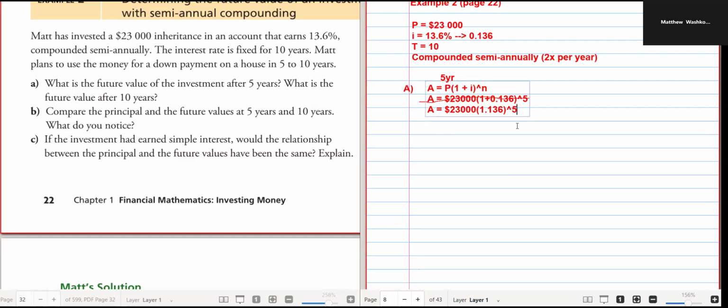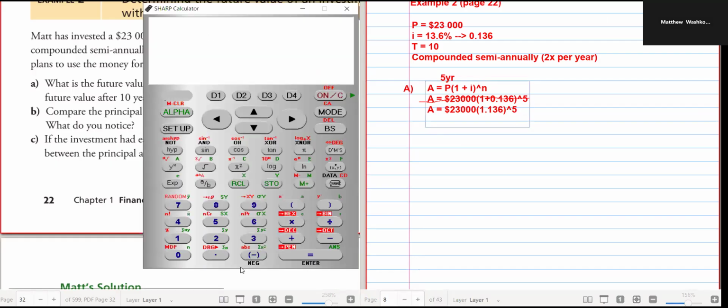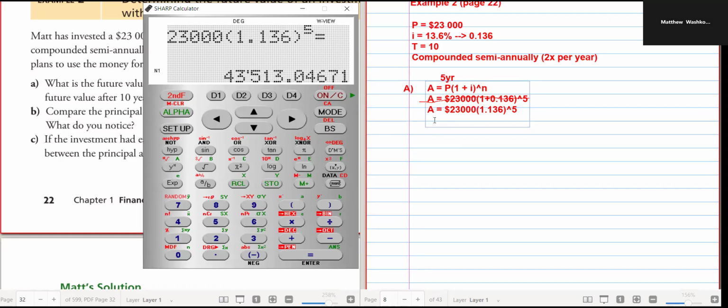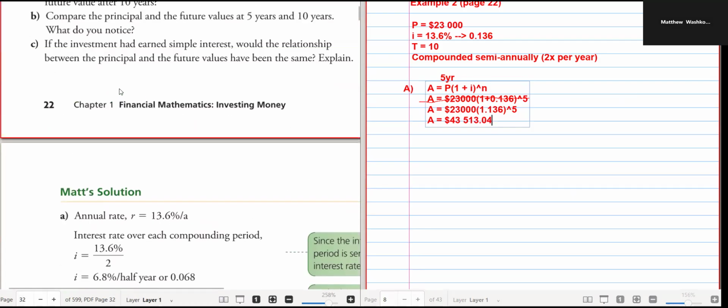All right. So simply put, all I got to now do is plug the numbers in, right? $23,000, 1.136 to the power of 5, right? Here's my power button. A equals $43,513.04 and 4 cents. Let me just double check that.